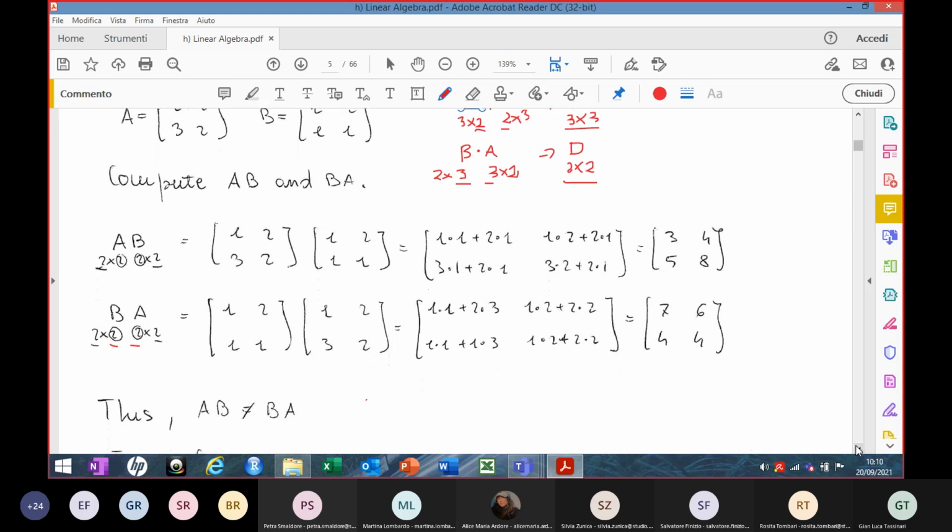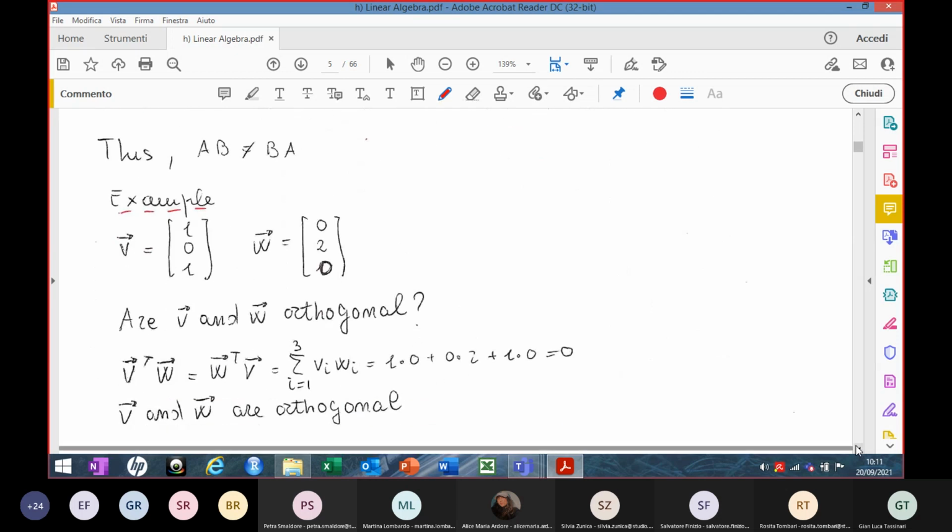Another example: I asked you, are these two vectors orthogonal? What is the dimension of these vectors, guys? This is a 3 times 1 column vector, and this is the same, 3 times 1. Remember, I told you that two vectors are orthogonal, which means perpendicular, but okay, we don't talk about geometry, guys, if their inner product or scalar product is equal to 0.